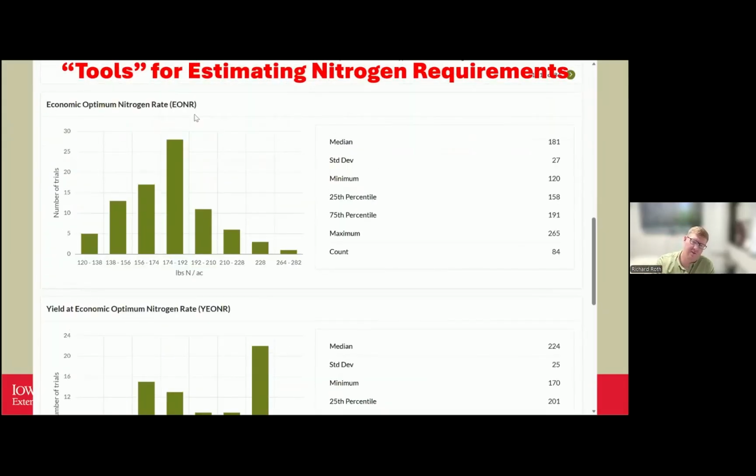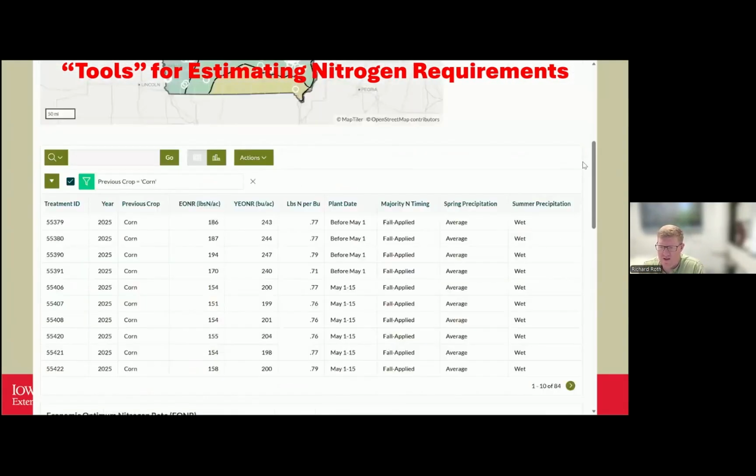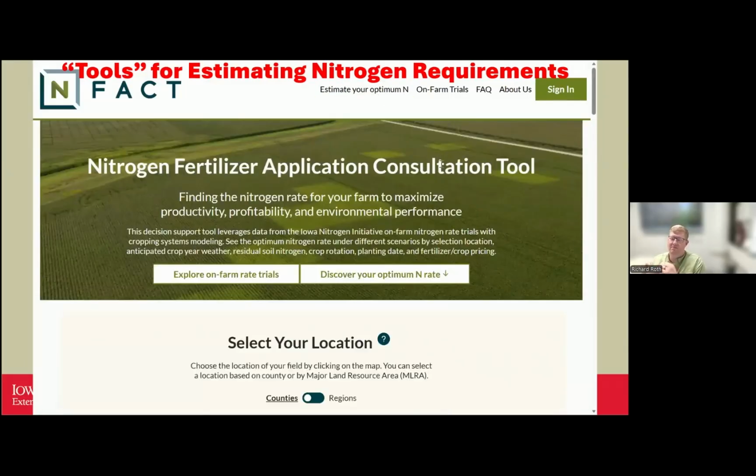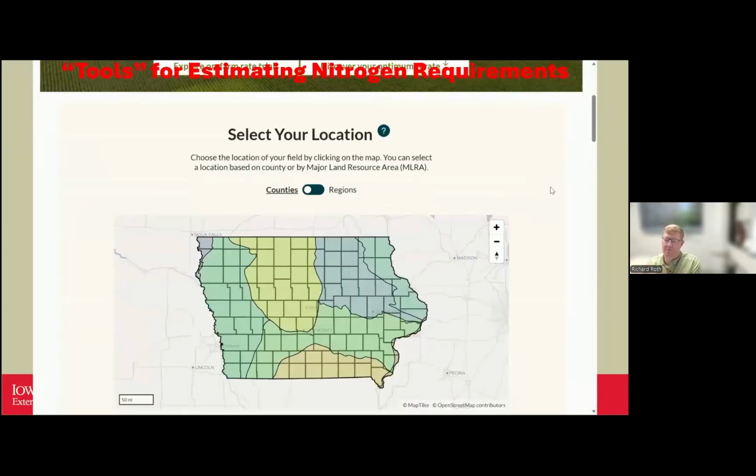As you scroll down, you'll have what we call a histogram of economic optimum nitrogen rates. You can see they range anywhere from 120 all the way up to 265 pounds of nitrogen. But the median value is what you should be looking at. So 181 pounds of nitrogen. That gives you a starting rate of, okay, this is about the average rate for my area.